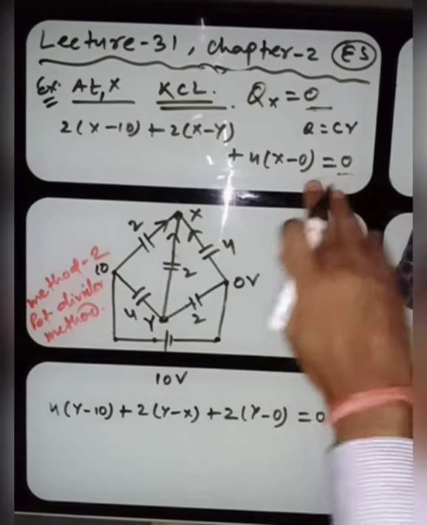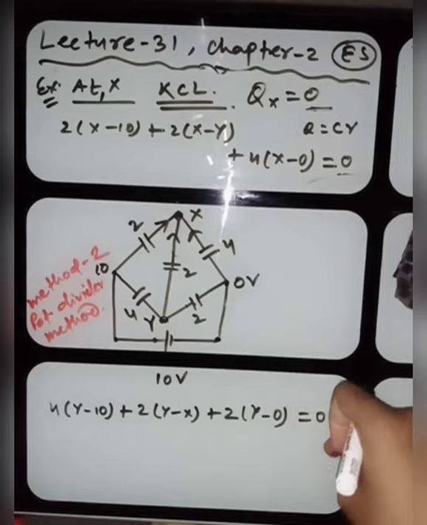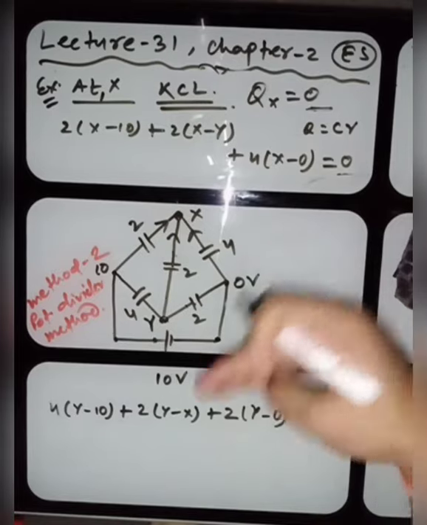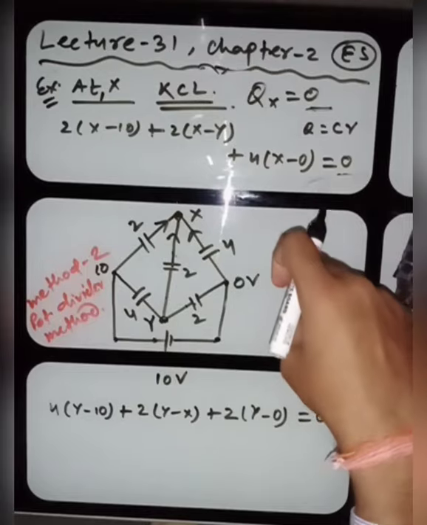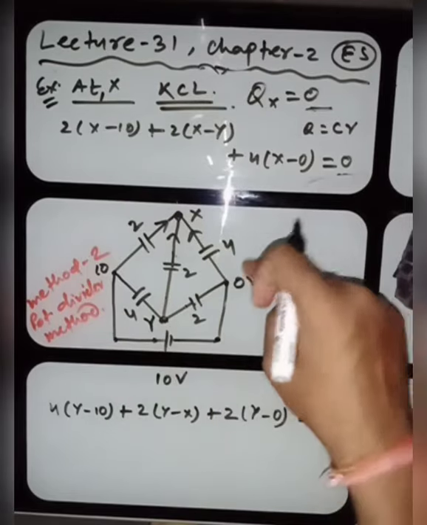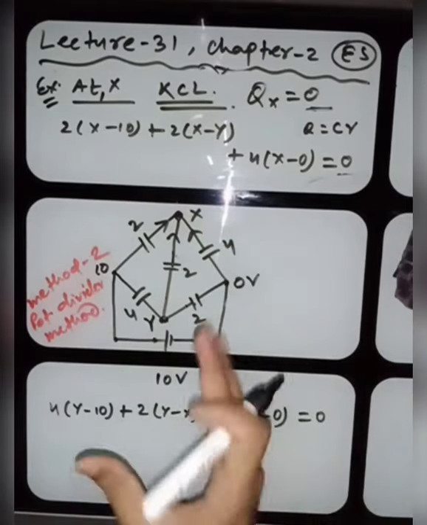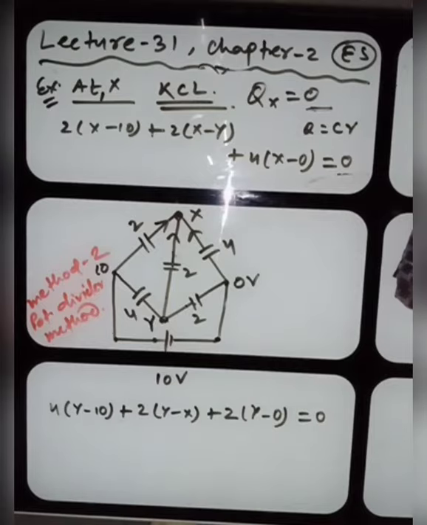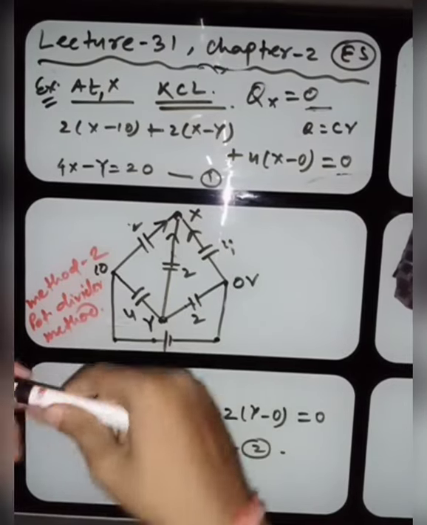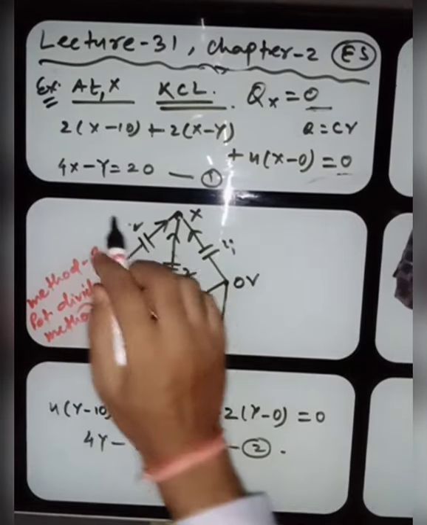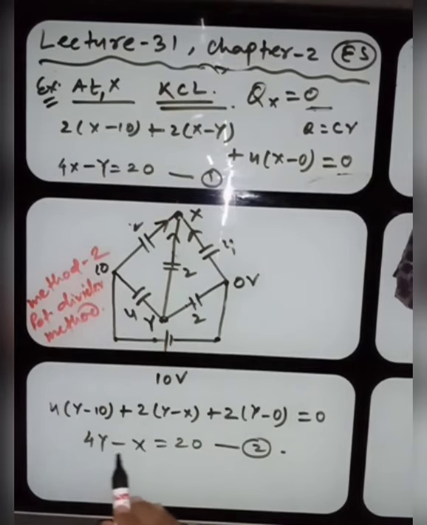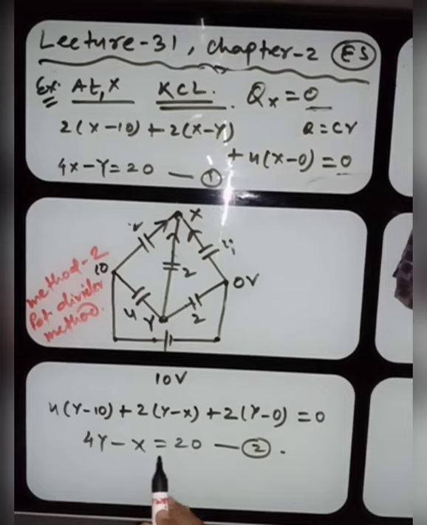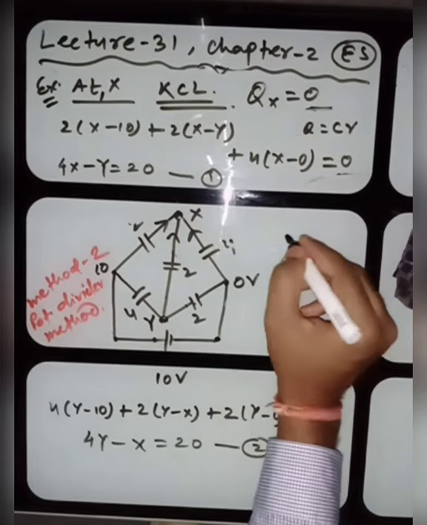Actually, after solving, you will get equation 1 and equation 2, and using those equations, solving for X and Y, you will have the answer. I am pausing the video to write this value of X and Y so that we can save time. We are already running out of time. So this will be the equation 4x minus y equals 20, equation 1, and here 4y minus x equals 20. You will solve these two equations and get the values of x and y.